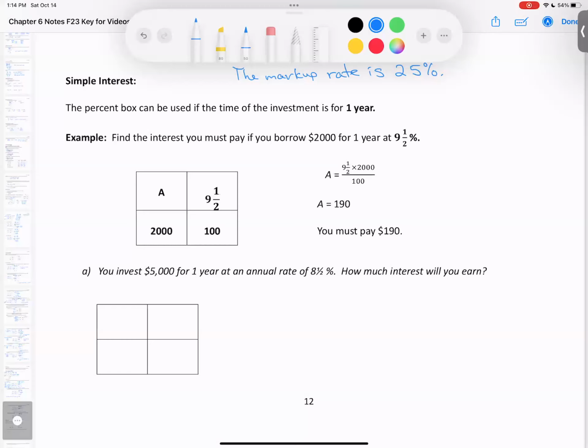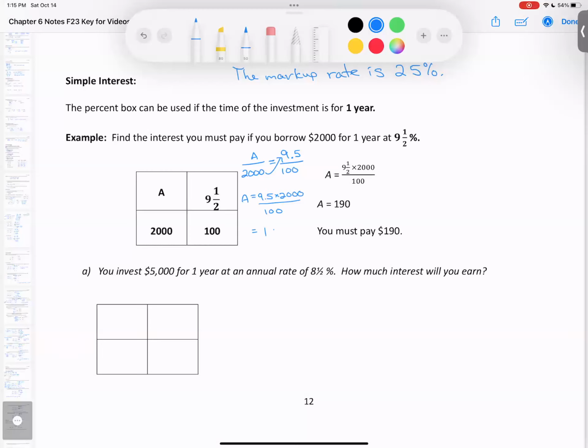They've kind of skipped a step here. So I'm just going to write those as equivalent fractions. So we've got A over 2,000 equals 9.5, or I'm going to convert that to a decimal, 9.5 over 100. And so now if we want to solve for A, we can bring that 2,000 up and over to the other side of the equal sign. Remember, you can think of that also as multiplying both sides by 2,000. So I get 9.5 times 2,000 over 100. And so let's calculate that out. Okay, and you get 190.